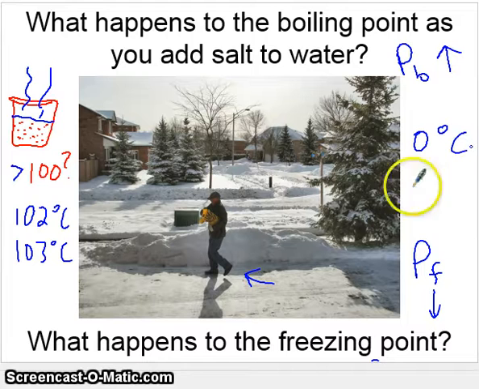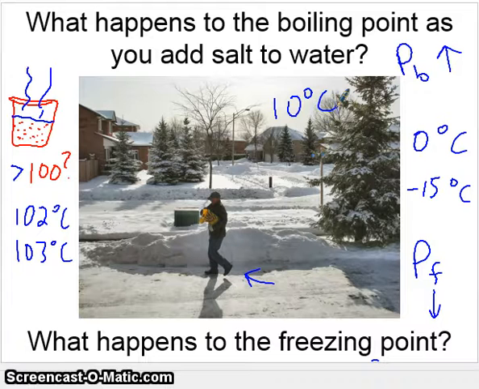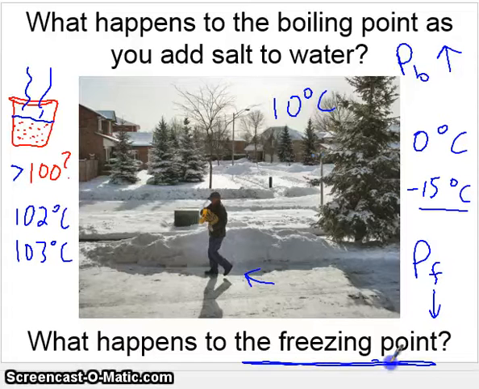So instead of freezing at 0, it may now freeze at negative 15 degrees Celsius. Well, if it is 10 degrees Celsius outside, then at negative 15, it should remain a liquid, and that's why it melts. So it essentially lowers the freezing point of water, and the water is no longer frozen when you throw salt on it. So this idea of lowering the freezing point is the concept behind throwing salt on icy roads.